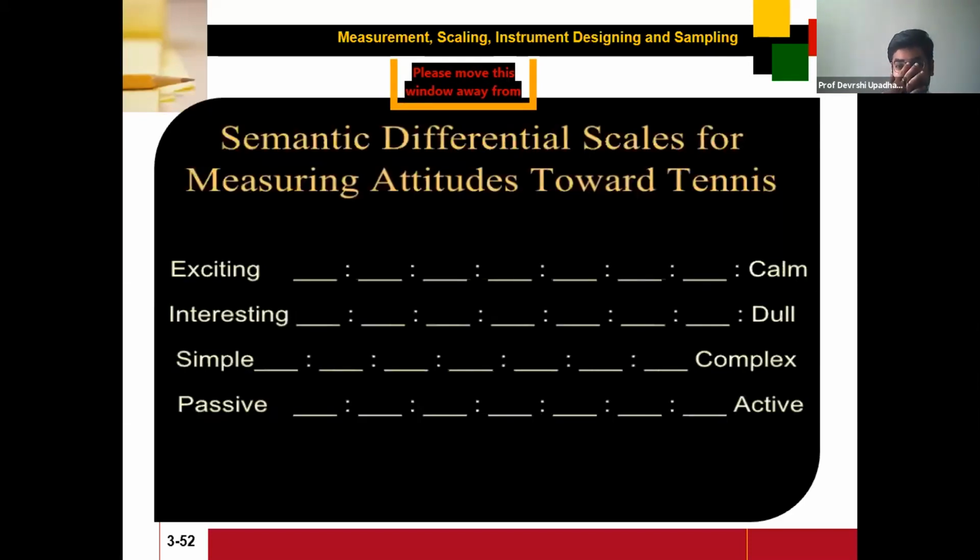So the semantic differential scale can measure attitude towards tennis. If you want to scale tennis as a game or a sport, you have exciting, calm, interesting, dull, simple, complex, passive and active. Based on your attitude, your mindset, your choice and your preference, you can select what tennis is up to you.